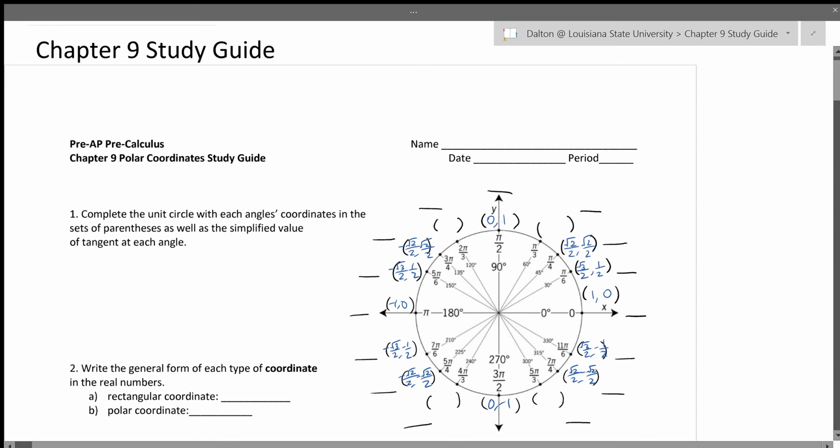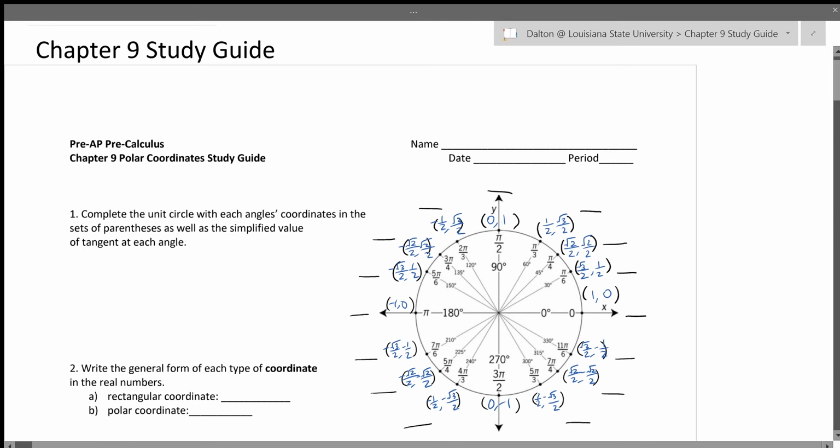And then the 60-degree, all my remaining four angles are going to be swapped. It's going to be 1/2 first, then square root of 3 over 2. So it'll be negative 1/2, square root of 3 over 2. Negative 1/2, negative square root of 3 over 2. Positive 1/2, negative square root of 3 over 2. Okay, so those are all of my coordinates.